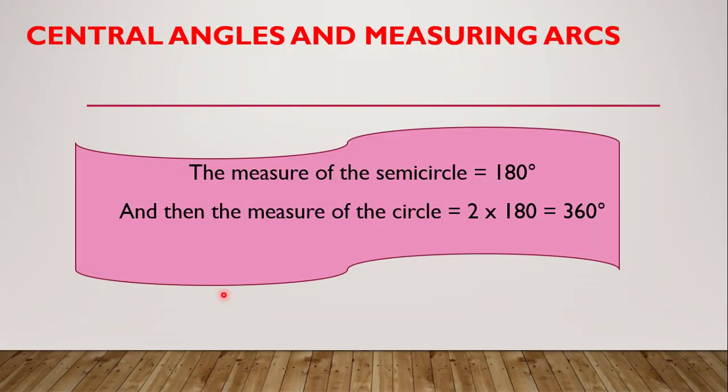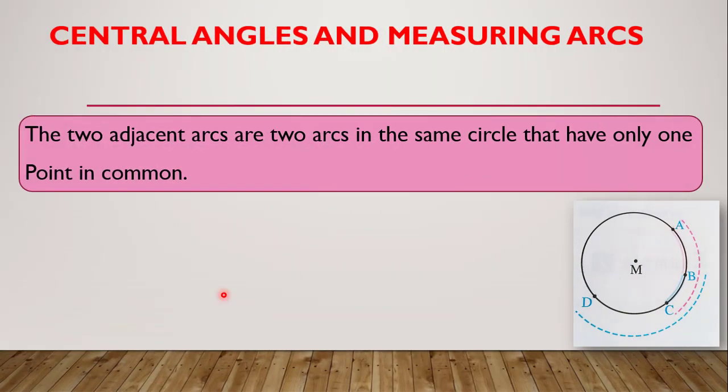The measure of a semicircle, of course, will be half the measure of the circle. It will be 360 divided by 2, which is 180. And the measure of the whole circle will be 2 semicircles, so 2 multiplied by 180, which is 360.